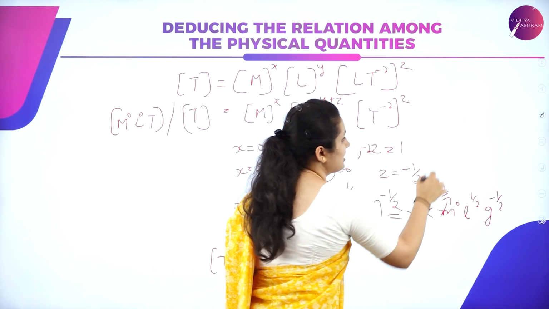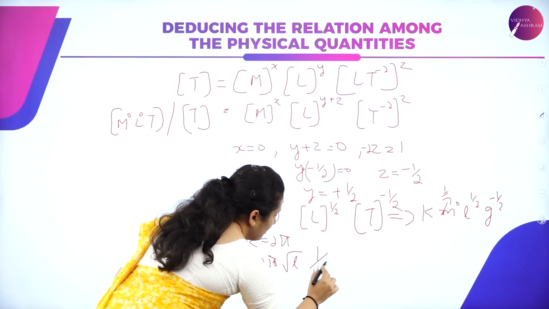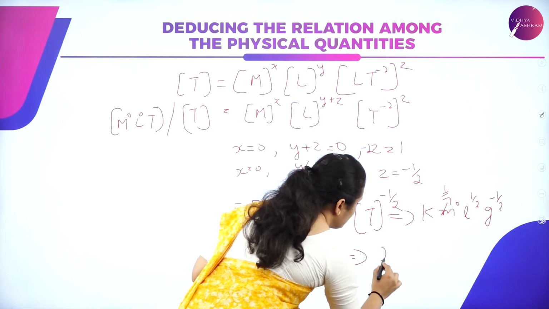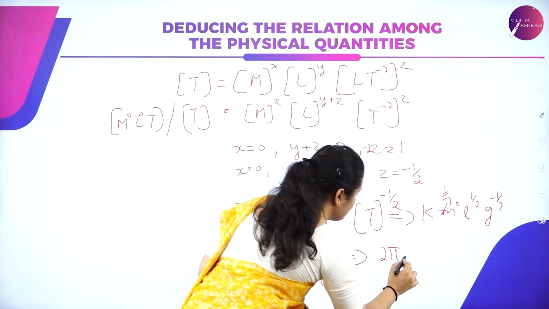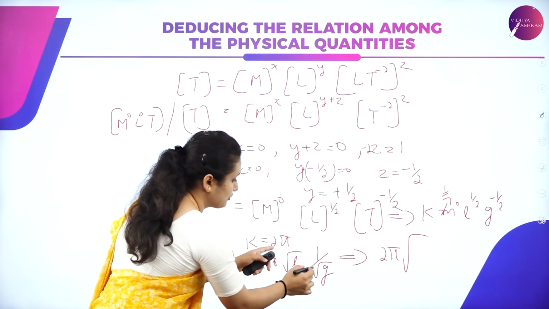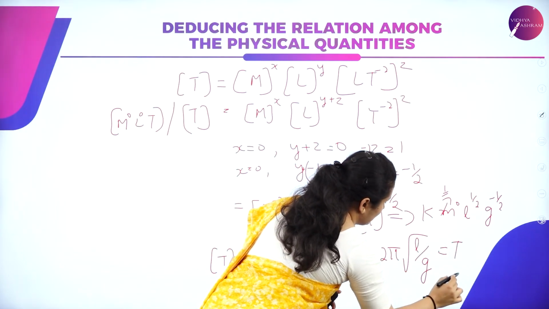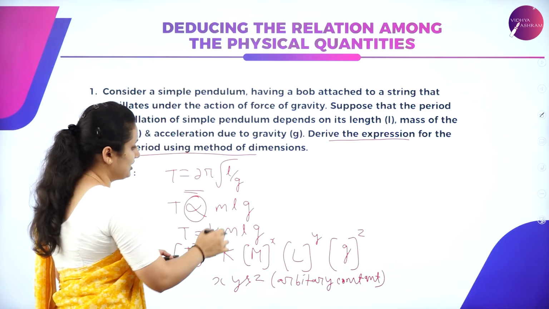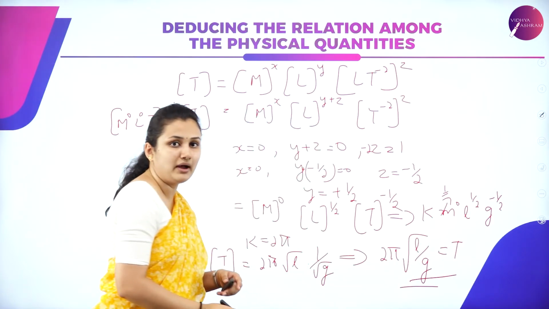How do you write minus half? Minus half is nothing but 1 by root G. So this can be written as 2 pi whole root L by G. This is nothing but equal to time period. So time period is 2 pi root L by G. I have got time period is equal to 2 pi root L by G.